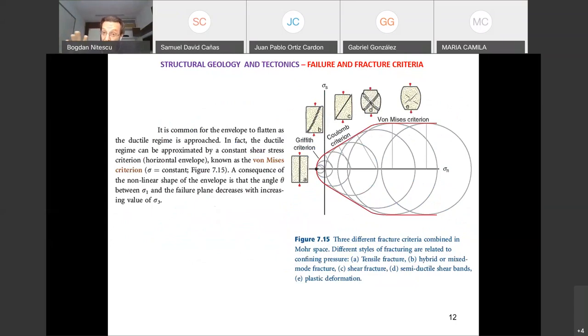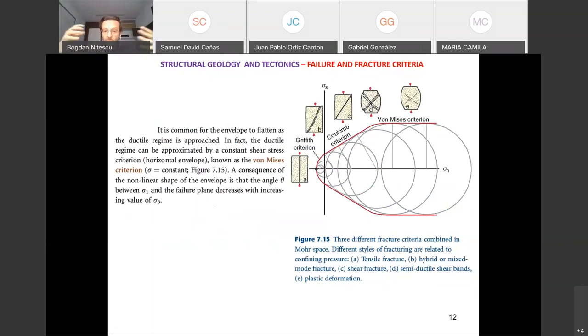Now, the mechanism could still be brittle inside, but to our eyes, it appears as being ductile, the deformation. So the idea is you can start doing an experiment with different differential stresses, like from uniaxial tension here, tension here. And then you go into the compressive part and you increase the differential stress, but you also move the center of the circle. You increase the confining pressure, sigma 3.